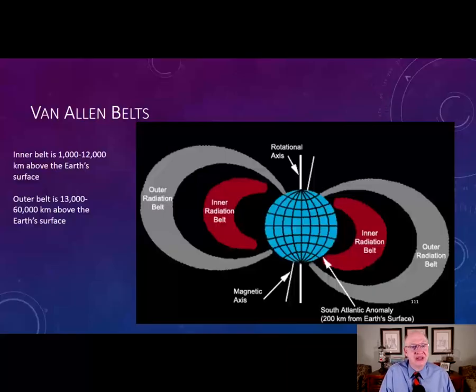Now, it's generally not a problem for humans because, except for the Apollo missions, humans are down here very close to the surface of the Earth, right? All human missions except the Apollo missions were in low Earth orbit. They were well below the lower limit of the inner Van Allen radiation belt. So our astronauts in the International Space Station don't have to worry about the Van Allen belts.